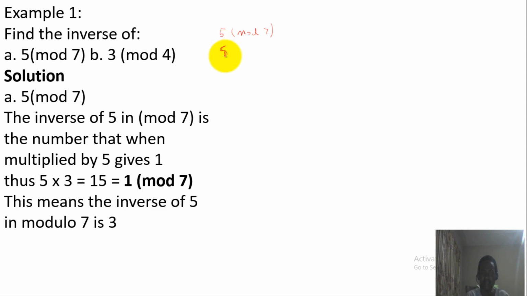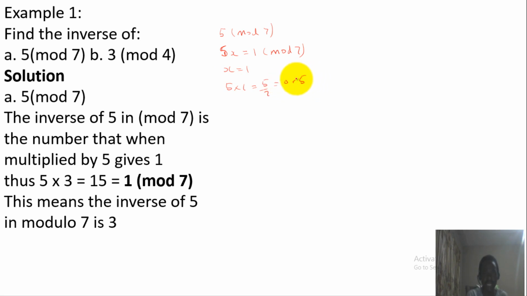That will give me what? Let's say 5x, that will give me 1 in mod 7. Therefore, if I say x is 1, automatically I'm going to have 5 times 1. That will give me 5. 5 divided by 7, that will give me what? 0, remainder 5. This one is returning 5.